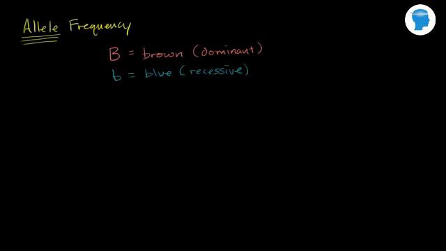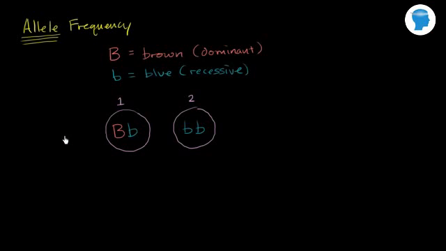To think about that, I'll set up a very artificially small population. Let's say our population has exactly two people in it, person 1 and person 2. And let's say we're able to look into their DNA and figure out their genotypes. Person 1, let's say, has a capital B allele, a brown allele, and a blue allele, while person 2 has two blue alleles. Now, given that we know the genotypes in this artificially small population, we can start thinking about the allele frequencies, or the frequencies of the different alleles.